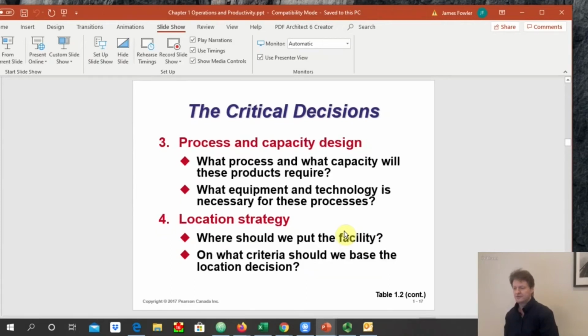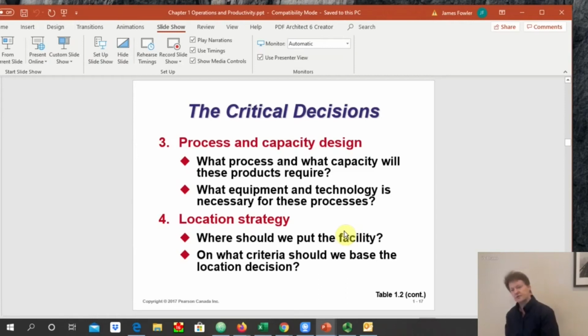Some other critical decisions: process and capacity design. What processes, what capacity will these products require, right? How many people are we going to need to produce this product? What type of equipment are we going to need? What type of technology and training is going to be required?